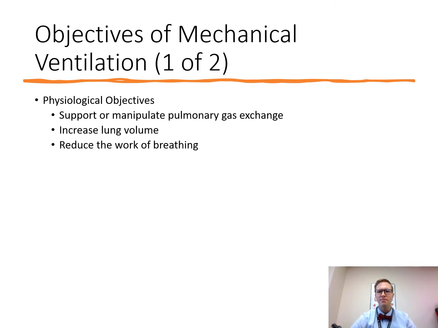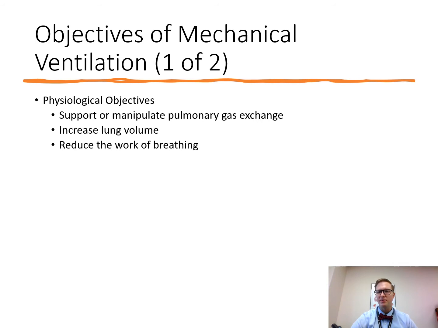So we want to support or manipulate pulmonary gas exchange to allow for normal ventilation. However, in extreme cases, we may actually let the patient's CO2 level build up. We may let them become acidic, not to the point where it's life-threatening, but to a point where we're allowing that tissue to heal and avoiding excessive pressures, avoiding ventilator-induced lung injury. So we see this with asthma, like I said, life-threatening asthma exacerbations, acute lung injury, ARDS patients, patients that we just need to let the lung tissue recover as much as possible.